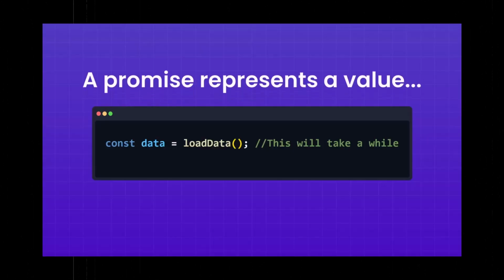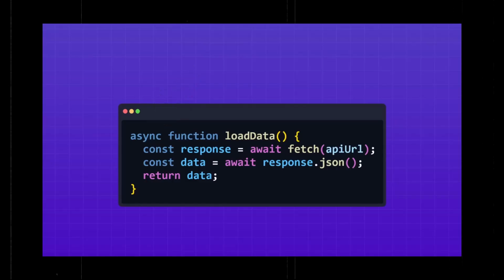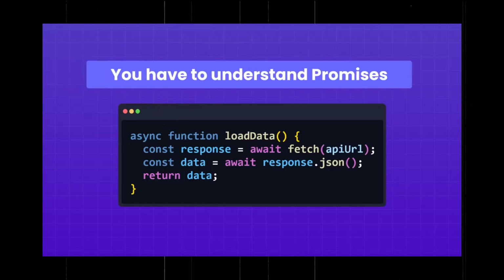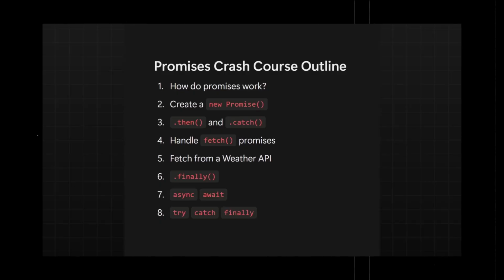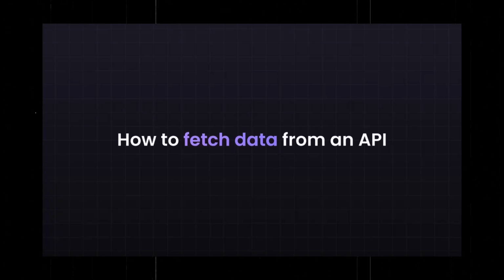A promise represents a value that you don't have yet. It comes from an asynchronous operation, which means you have to understand promises if you want to work with APIs or a backend system. In this video, you will learn exactly how promises work, and we'll apply that knowledge with a real-life example, how to fetch data from an API.